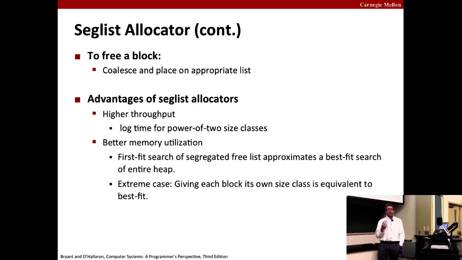So search is faster, and that increases throughput. But the big thing about seg list allocators is that, like we talked about before, they approximate best fit without sacrificing performance. Before, if we wanted to do best fit on a free list, we had to search the whole free list and then choose the block that fit the best. In this case, we get best fit for free by virtue of having these size classes. And this is how you can improve your memory utilization.